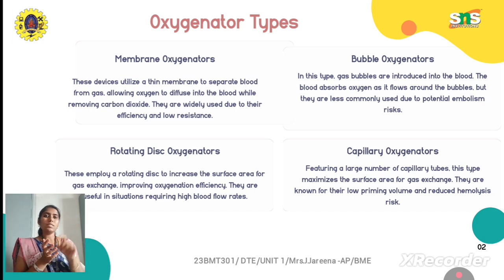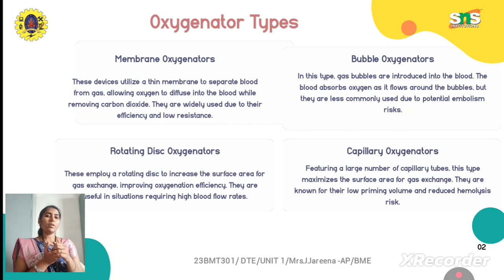The next one is rotating disc oxygenators. Here we have a rotating disc. This rotating disc increases the surface area for a very good gas exchange process, so it improves oxygen efficiency and absorbs more oxygen compared to the other cases. That is one of the advantages of rotating disc oxygenators. They are used in situations where a high blood flow rate is required. This is all about rotating disc oxygenators.